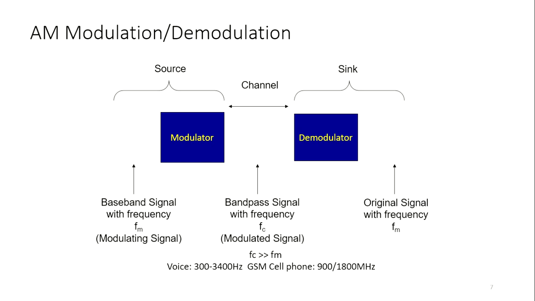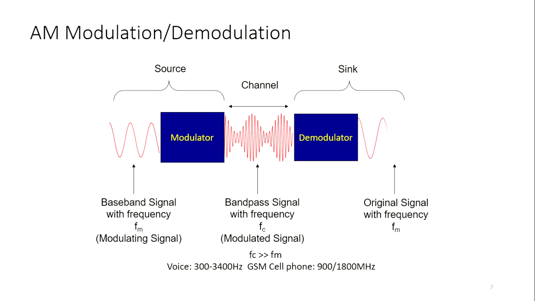Next, how the AM modulation and demodulation process works. First, the baseband signal is the modulating signal, which is a sinusoidal signal. Then it passes through the modulator section. The modulator section is a multiplier, which combines the carrier signal and the message signal. The modulator combines the fm signal and the fc signal and produces a bandpass signal with frequency fc. This is the amplitude modulated signal.